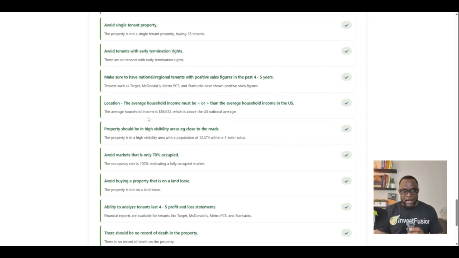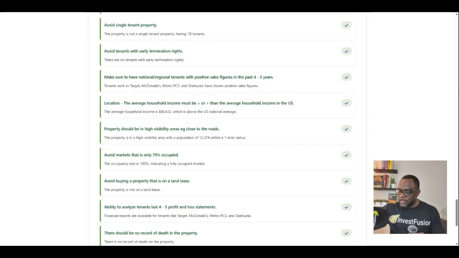Location. The average household income is $86,632, which is above the US average. A lot of investors don't even have access to this knowledge. They don't understand this. The reason why this is so important is that before you go and buy a property, the location has to be a cash flowing location. People with disposable income. Otherwise, they can't pay their rent, and those who live in that area will not be able to provide the income that your tenants' services require to fund their own needs. So there must be a check and balance. That's where this comes into play.